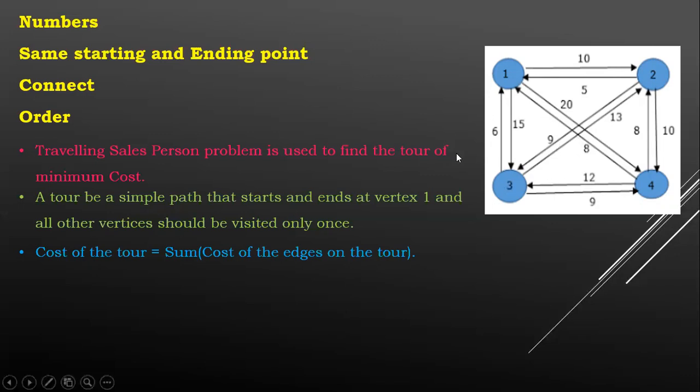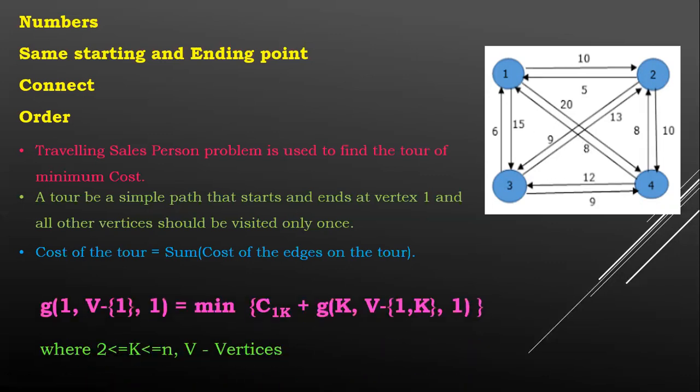To find that, we have a formula which will give the optimal traveling salesperson tour. So here this is the formula. G is nothing but the graph and V is nothing but the vertices. Here we have to find an optimal tour from vertex 1 to vertex 1 by visiting all other vertices, except this one. Whatever vertices we have, we have to visit all of those. But in what order we have to visit? That is the main problem we have here.